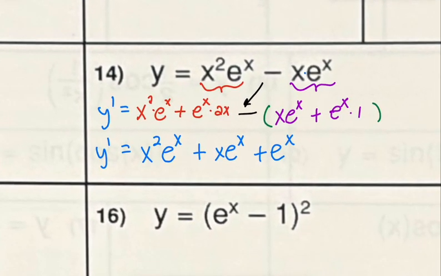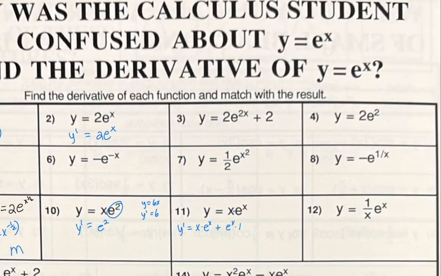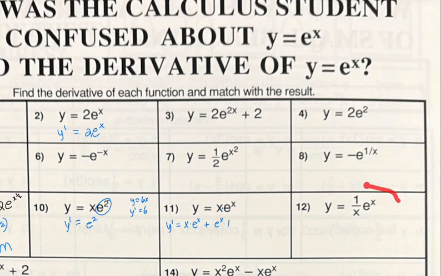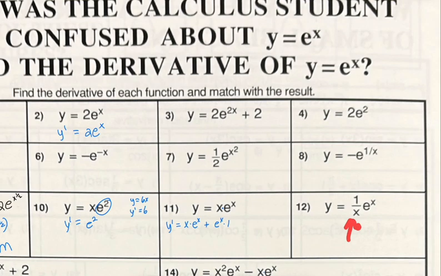16, that's below it. That's a chain rule. Our stuff is stuck in a squared. Okay. So anyway, this right here, rewrite that as x to the negative 1 and then do a product rule.